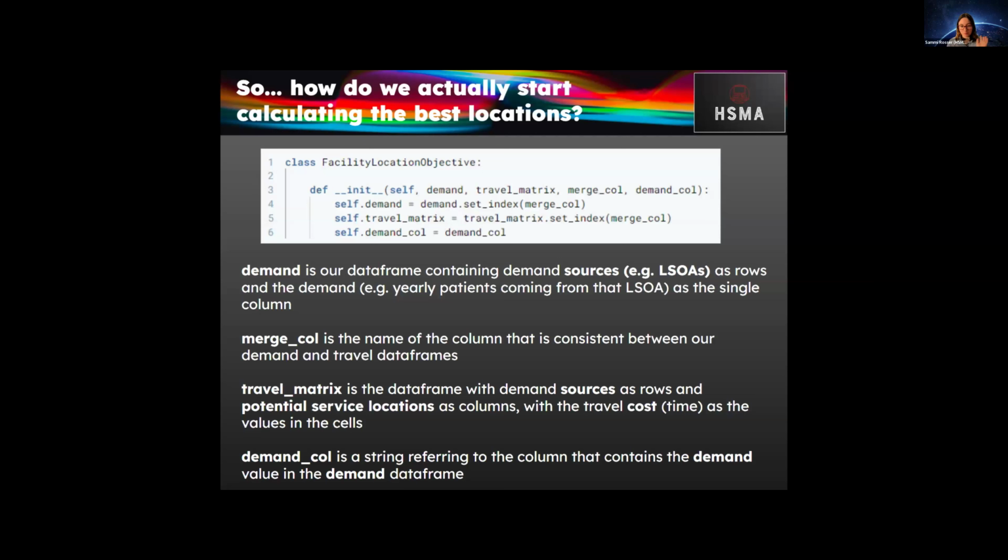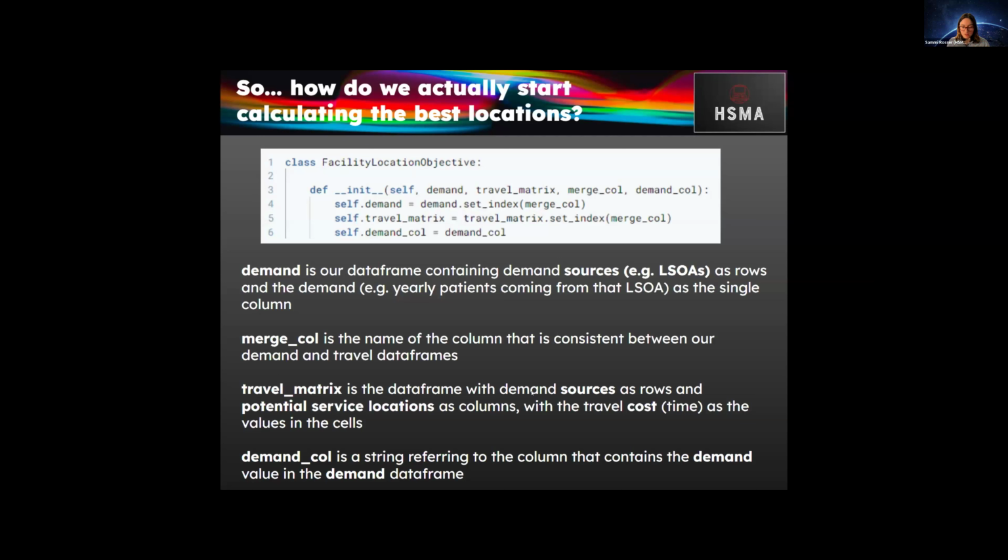But what we want to pass in is a demand data frame. This is the one containing a column of LSOAs and a column of demand per row. So as you read across the row, you've just got one value: we have 25 people, or we're expecting 25 people from here, 5 people from this next LSOA, 30 from this next LSOA, and so on.